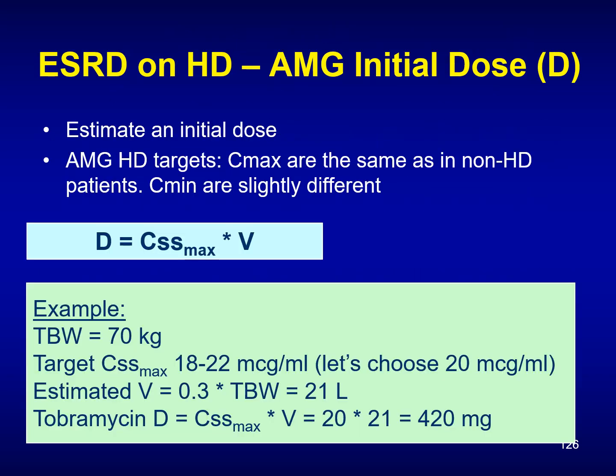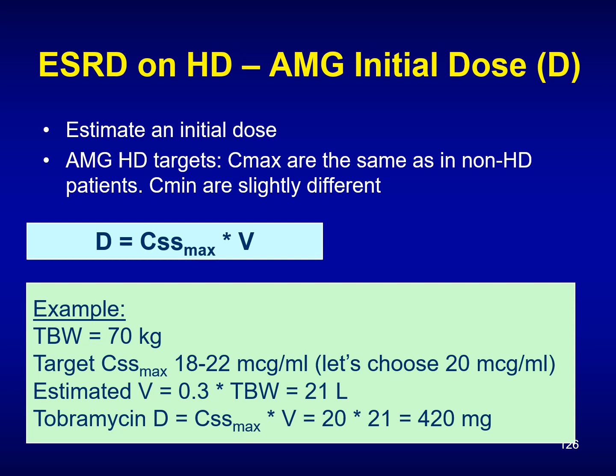To estimate an initial dose for aminoglycosides, the target Cmax for aminoglycoside dosing in dialysis patients does not differ from those who are non-dialysis. Cminimum are slightly different. Dose is equal to Cmax desired times estimated V.